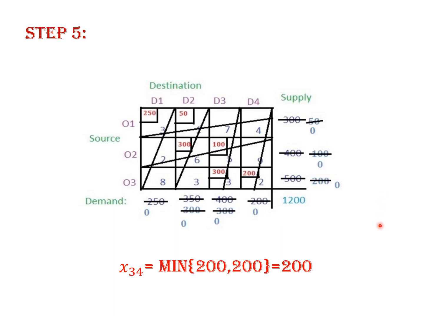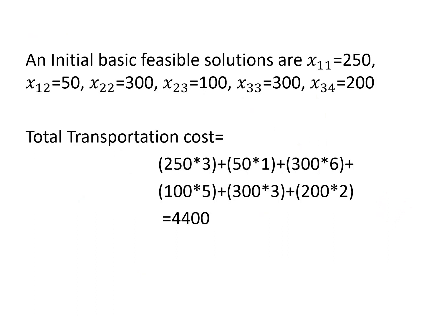Now we calculate all the basic feasible solutions. The initial basic feasible solutions are x11 equals 250, x12 equals 50, x22 equals 300, x23 equals 100, x33 equals 300, x34 equals 200. The total transportation cost is the sum of Cij into Xij. Using this formula, we get the value 4,400, which is the cost of this transportation problem.